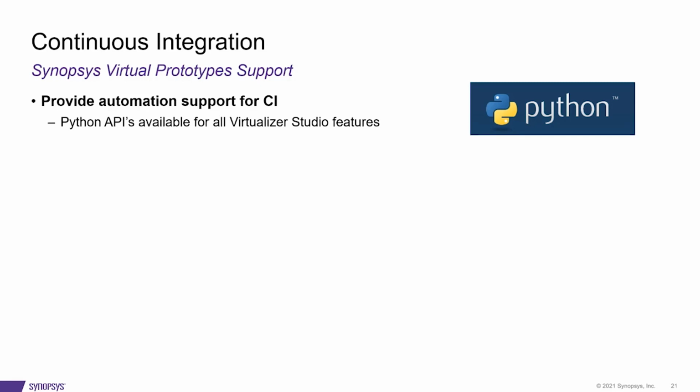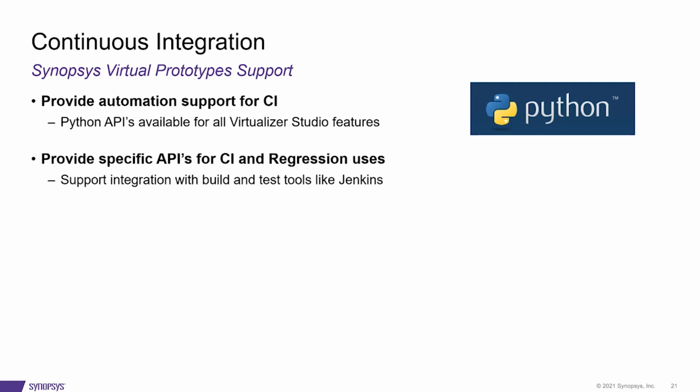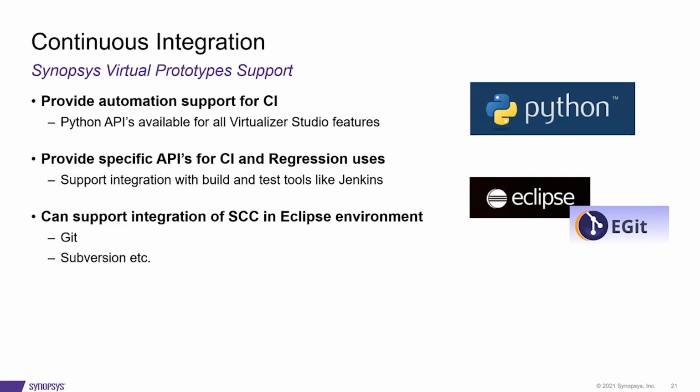The first aspect is that all Virtualizer Studio features are represented by Python APIs, which means that tool operations can be scripted. This allows build and test systems to use scripts to integrate with Virtualizer Studio. Virtualizer Studio also features some specific APIs to support continuous integration. These allow you to develop Python tests which can start up and configure simulations, run some tests, and then cleanly shut down the simulation. This is ideal for supporting integration with build and test environments.